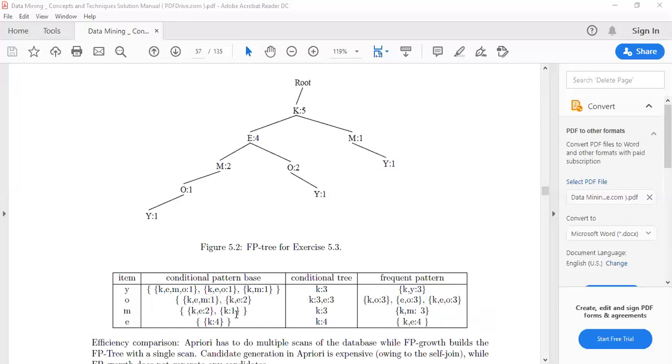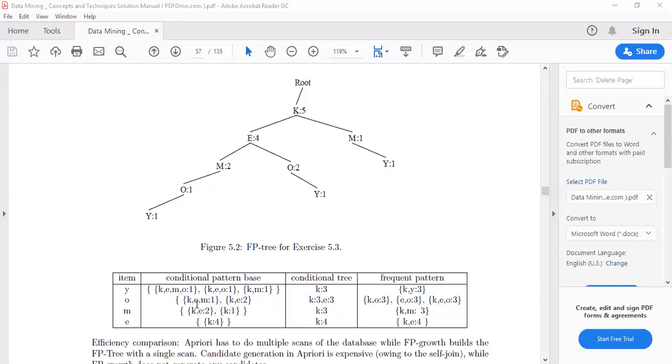So from here, what is the size of the construction tree? What is our root node? Our K is the first condition node. How many times is K occurring here? 1, 2 and 3. So 3 times you are writing. And here, how many times is K occurring? Here 1 time, here 2 times. So 2 plus 1 is 3. So K is occurring 3 times.